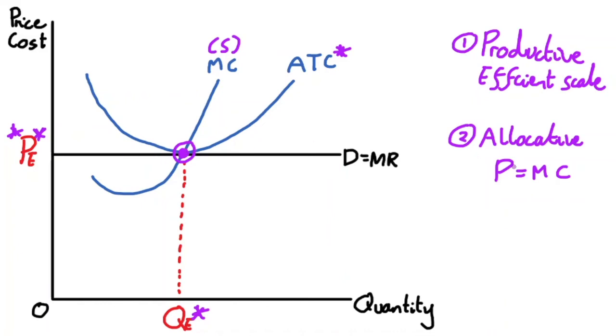So we can say that this firm is allocatively efficient, is producing at a price which is equal to the marginal cost. So we can say the customer is willing to pay the exact same amount as the cost of the last unit produced to the supplier.